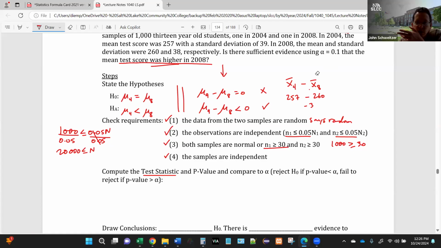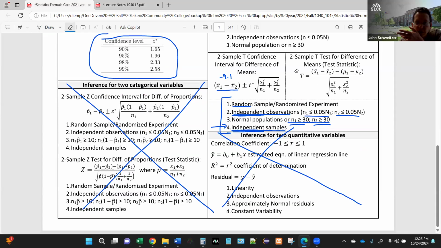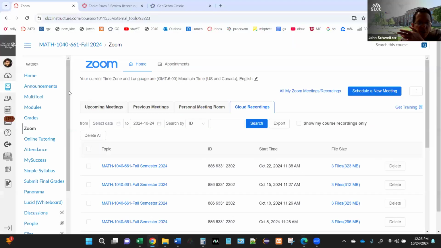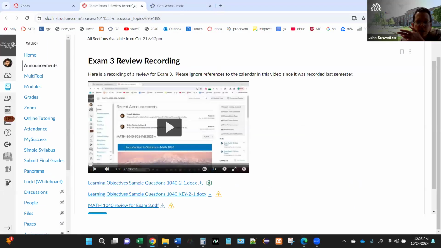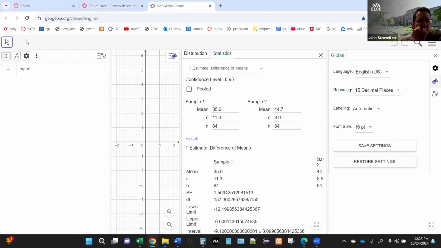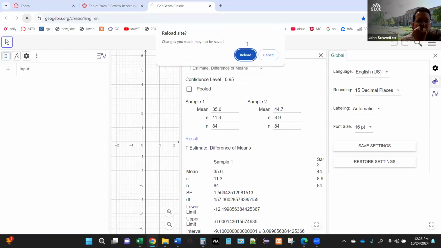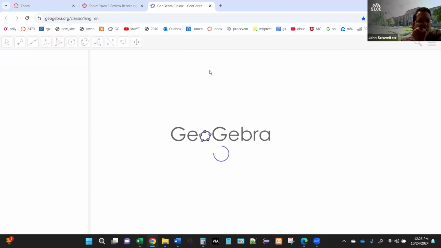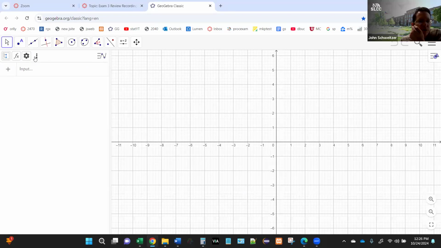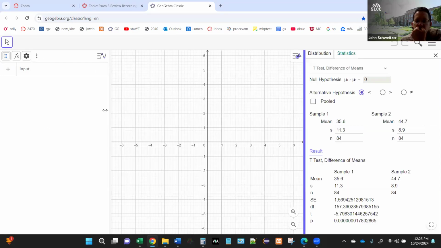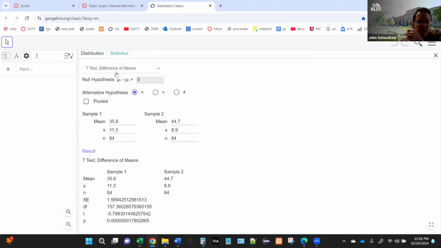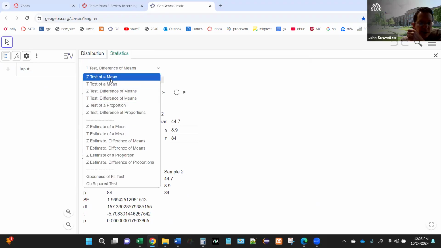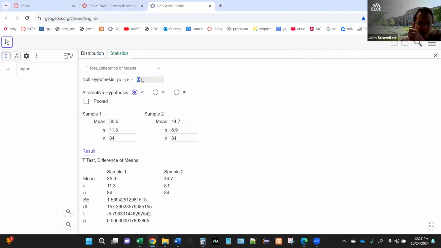If you want to do this by hand, you can. We set up the t statistic here. I recommend using GeoGebra. So let's reset all this. We go toggle, 3 dots, probability calculator. We go over to statistics. Then this is a test, right? And we know it's a difference of means. The null is already set up for us. In fact, we can't even change it. The alternative is the less than, right?